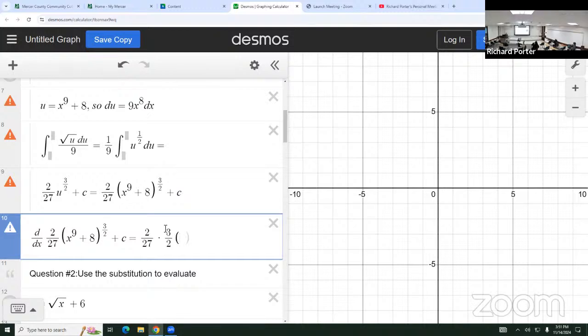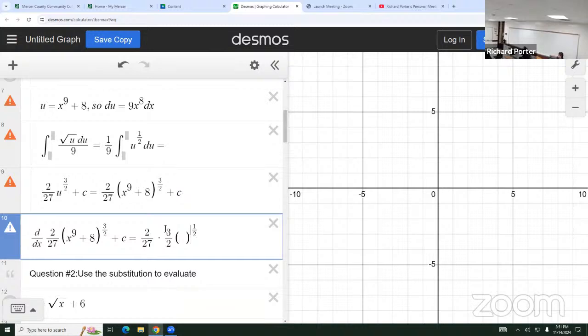And then the power you would have raised to 3/2 is now to the 1/2 power, right? And then what do you do with the inside stuff? Chain rule. You leave it alone, yes? So that would be x raised to the 9th plus 8. And then with the chain rule, you take the derivative of that. So you do times the derivative, which is 9x raised to the 8. Okay? All of these numbers combine and do whatever it is that they do. So all of them go away, actually.